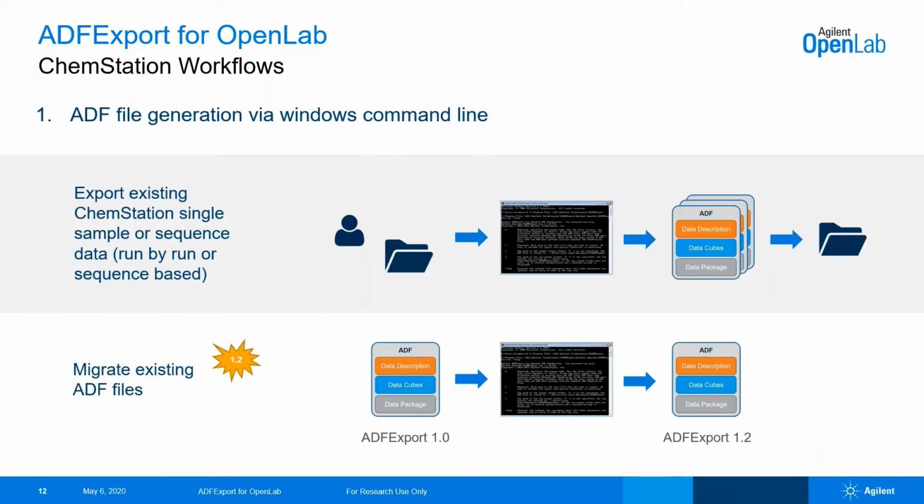Now we come to the different workflows. For ChemStation, there's a command line tool available, which you can use to export existing ChemStation data to ADF without having to reload the data into the ChemStation. And what I already mentioned, you have the possibility to migrate existing ADF files created with an older ADFExport version. So you could use an ADF file as input parameter.